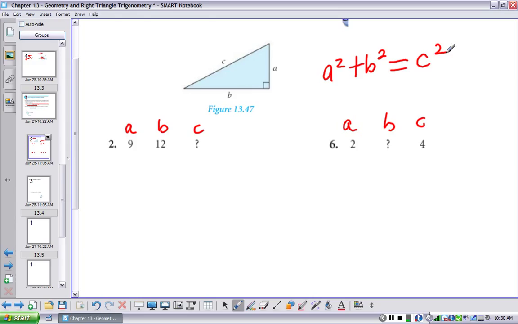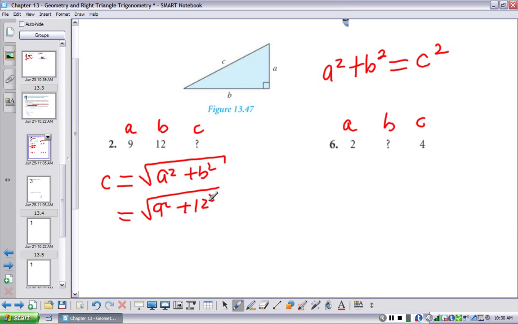So in number 2, they want us to find C. So C is going to be the square root of A squared plus B squared, 9 squared plus 12 squared. And if we do that math, C is going to equal 15.